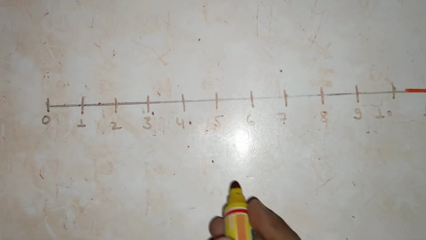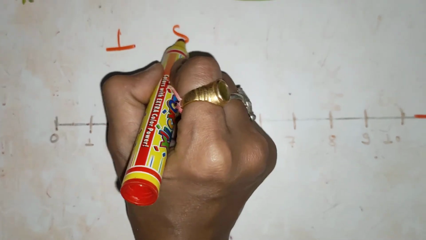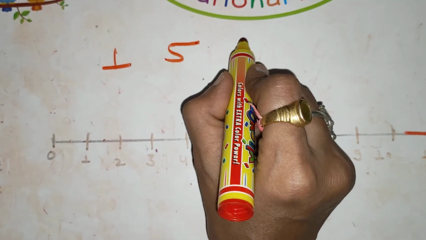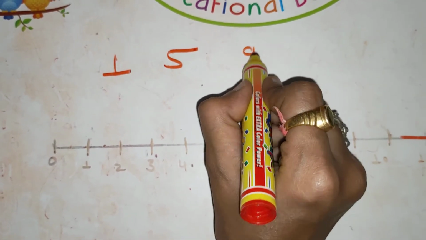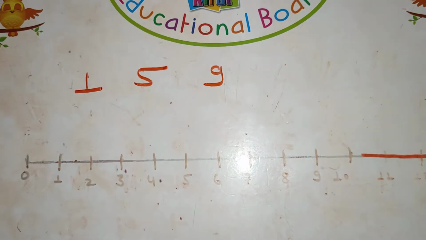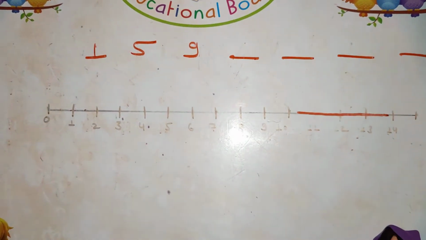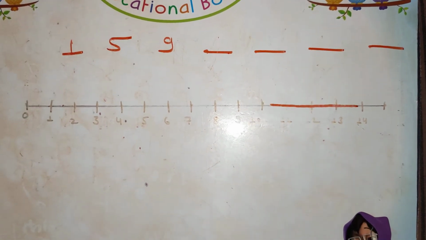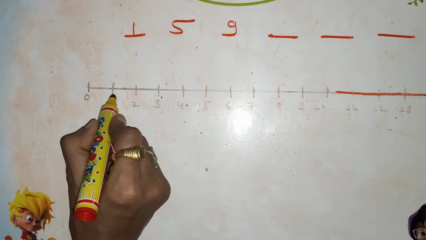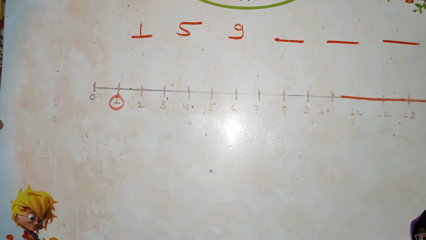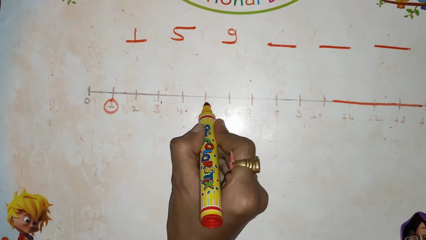Okay, and suppose it is given: this is 1, this is 5, this is 9. Now you just find out the next 4 numbers if the question is like that. So the first number is what? As you all can see, this is 1 and this is 5.